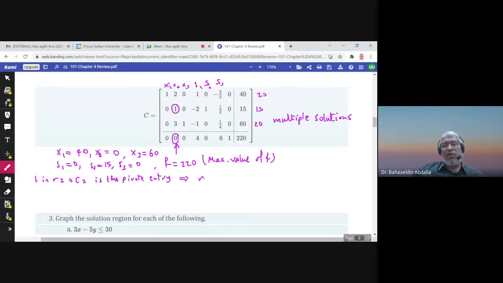And the row operations would be negative 3 R2 plus R3 and negative 2 R2 plus R1. And by this, X2 will be basic and S2 will be non-basic, and I will have another solution with the same value of f.